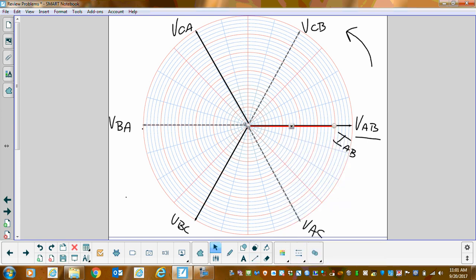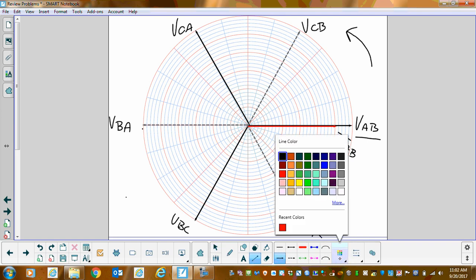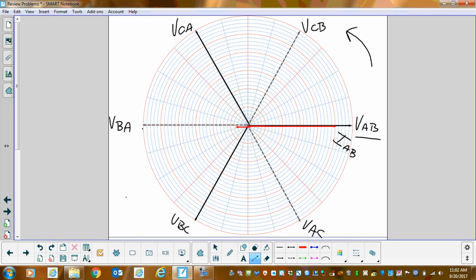So same thing going the other way here. So we're going to go here, and that's current BA rather. So it also is 24 amps, but of course we know that that current now is going to be at 180 degrees, not at 0. Good. Let me see if I can move this up just a tad.